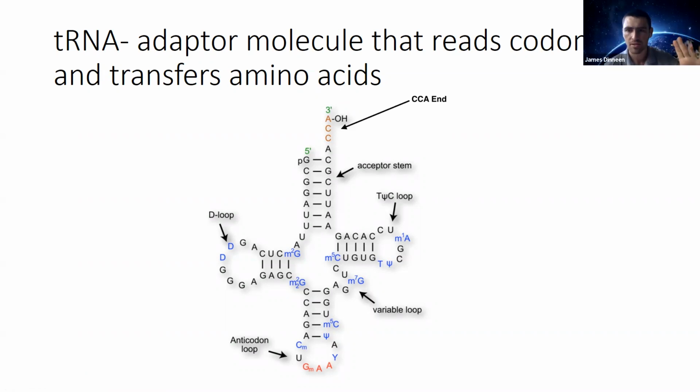Can I ask a question? Is there just a single tRNA, or are there different tRNAs for each codon? There are different tRNAs for each amino acid, and the major difference between them all is what the sequence of the anticodon loop is and which amino acid is going to be attached.